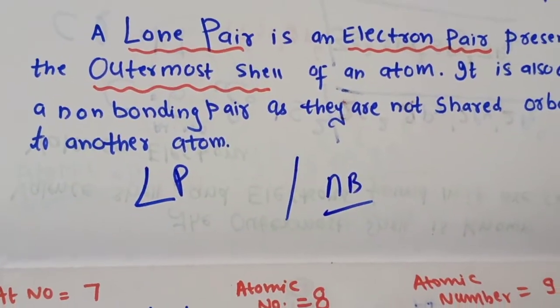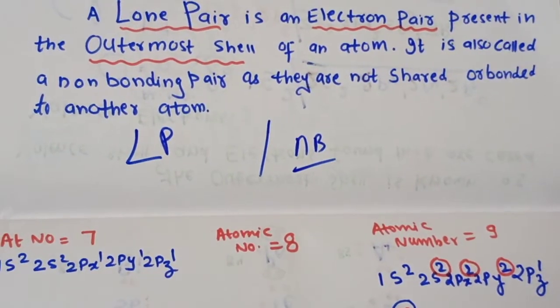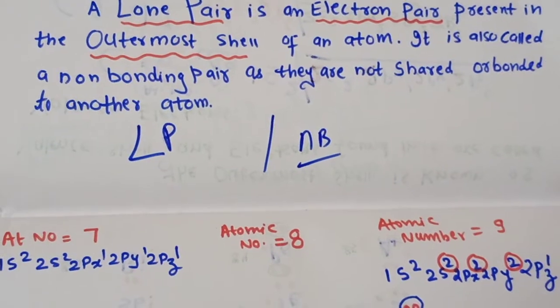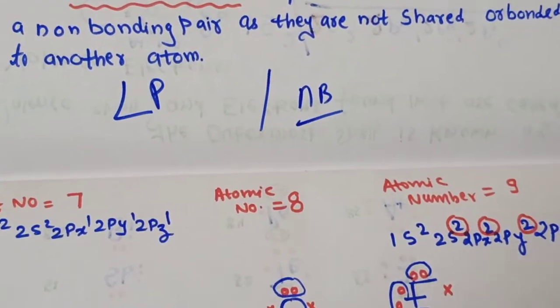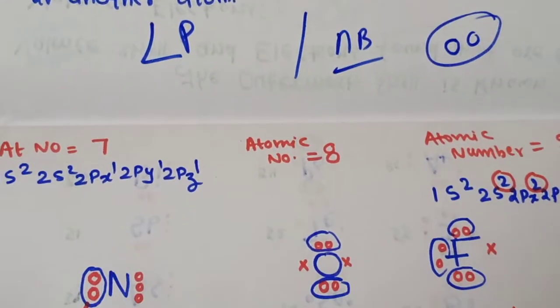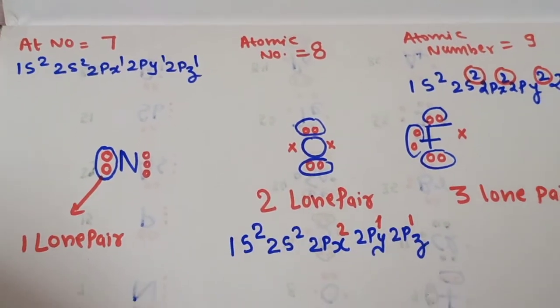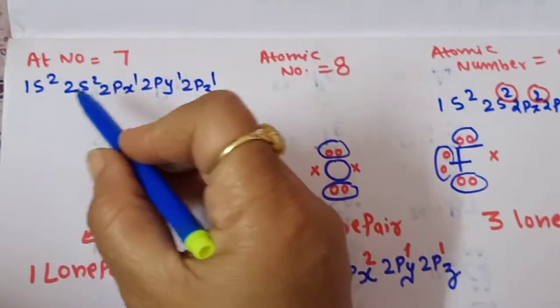So now let us see examples for the lone pair of electrons. These are the electron pairs which are present in the outermost shell of an atom. It should be a pair, an electron pair. So whenever you see a pair, this is the lone pair. Now let us see the case of nitrogen. The atomic number of nitrogen is 7.